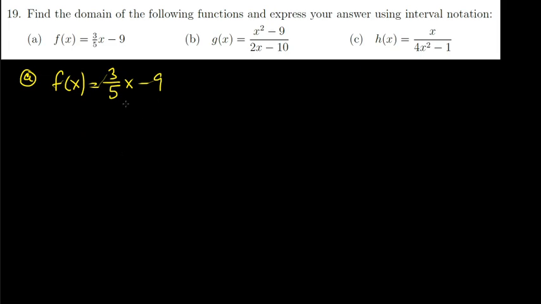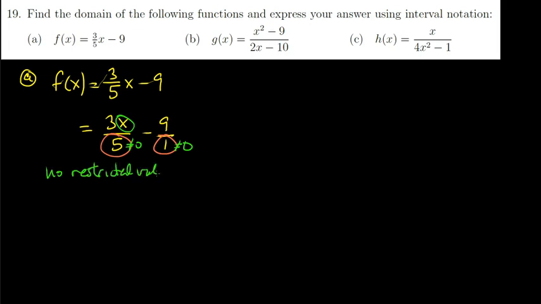But here we just want the domain. Remember, the domain has something to do with the denominator. You better make sure the denominator is not 0. So I can write this as 3x over 5 minus 9 over 1. And the denominators are 5 and 1. But those are not 0. See, the x only appears in the numerator. x could be 0, but then that would be 0 minus 9, which gives you negative 9. As long as the denominator is not 0, then there's no restricted values.